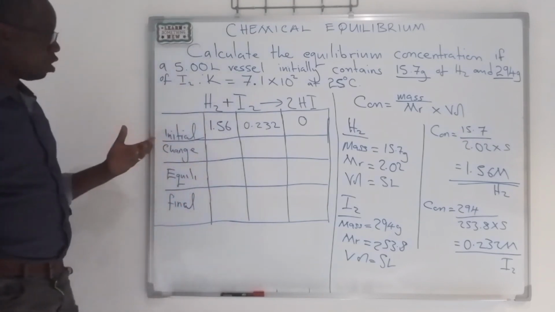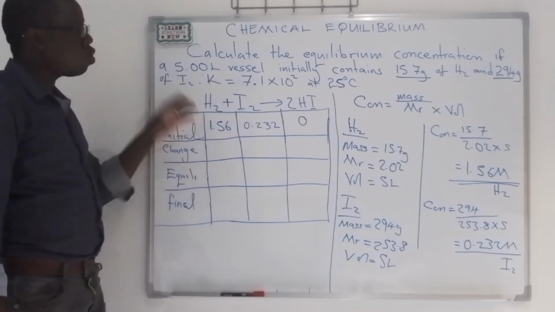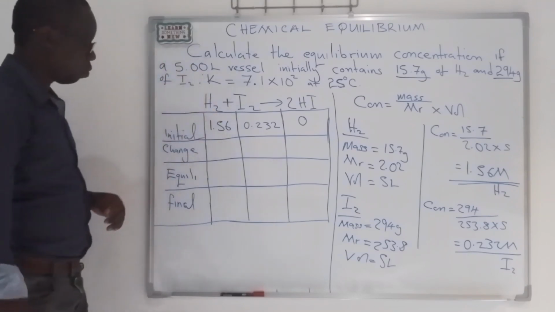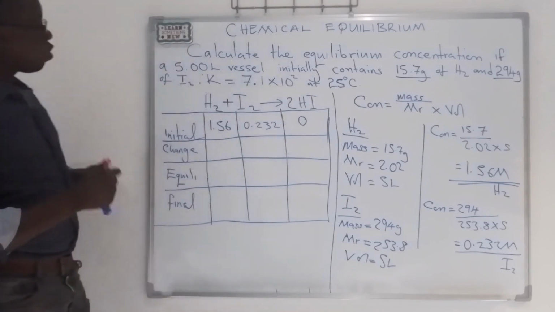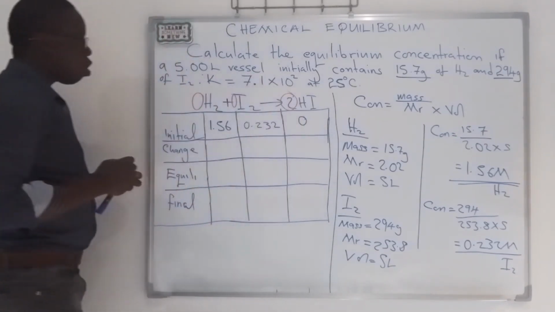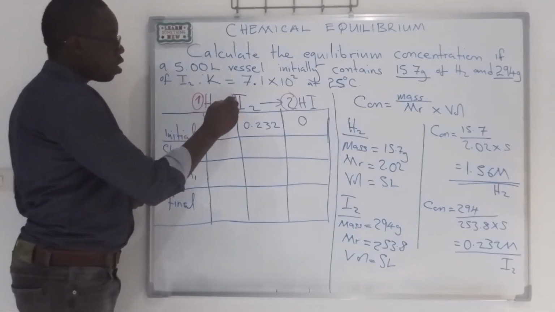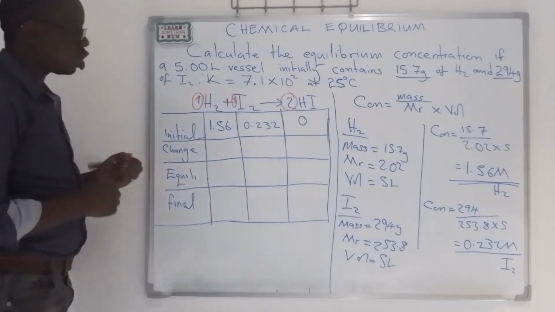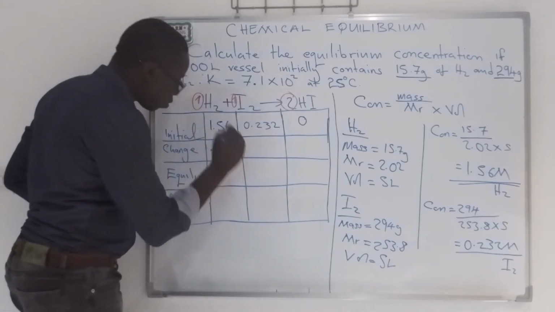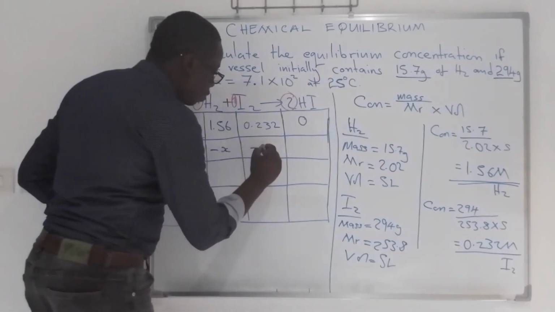Now, what will be the change? The change will correspond to the coefficient of each reactant or each product. Now, what do we mean by the coefficient? We simply mean the numbers on this side. For the reactant, we have 1 this side, then 1 here. So this simply means the change of the reactant will be a negative x because of the 1 there. And for iodine also it will be a negative x.